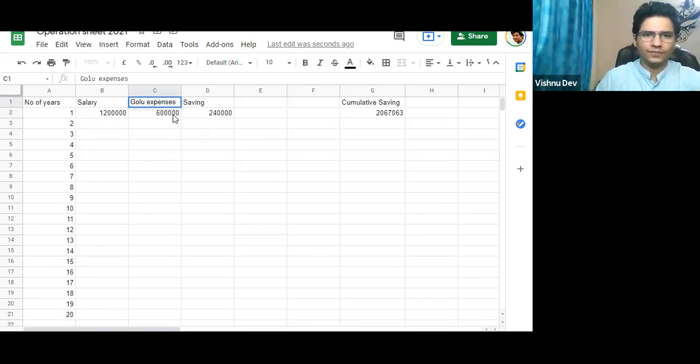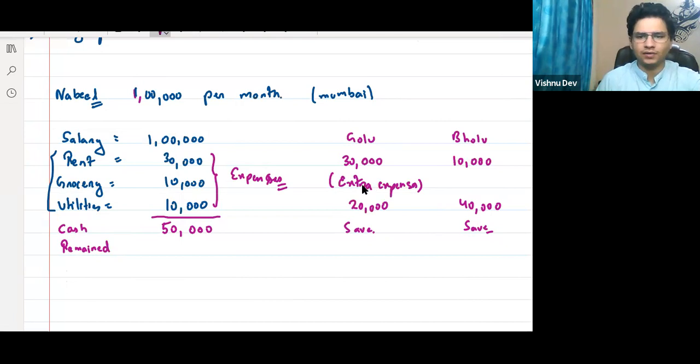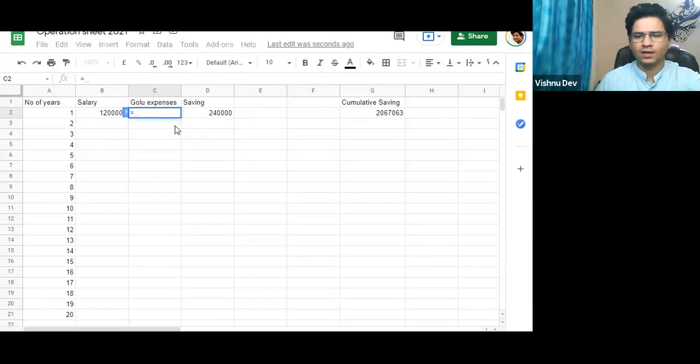So see, I'm using a basic calculation. How much is Golu spending per month? Golu is spending 50,000 plus 30,000, 80,000 per month. Yes or no? And this is for 12 months, into 12. So he's spending 9,60,000 per year.